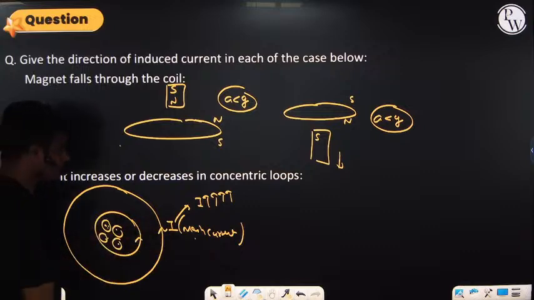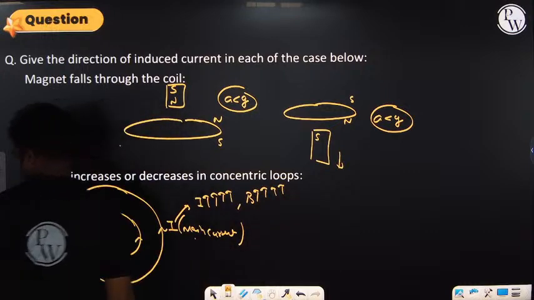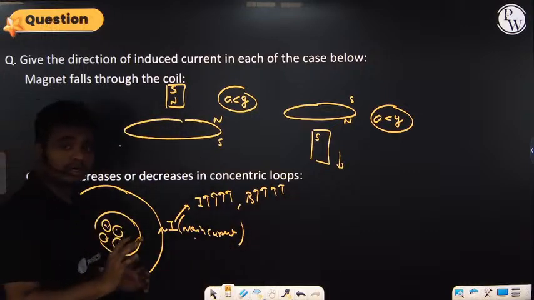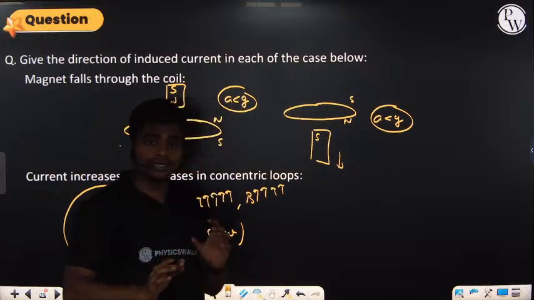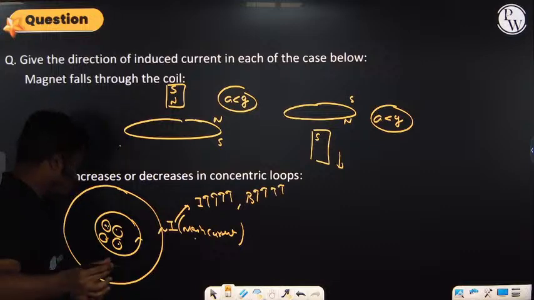So this B also increases. Now the outward magnetic field is increasing. We want to decrease that outward magnetic field. How can I decrease the outward magnetic field? By giving a magnetic field inward. I want the magnetic field to be inward.